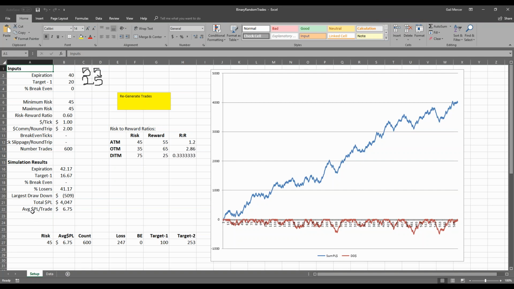Your average profit or loss per trade would be about $6.75. But even at, it's really not a 60%, it's about 58% profitable percentage, you would still be making money according to this equity graph. Does everybody understand that?